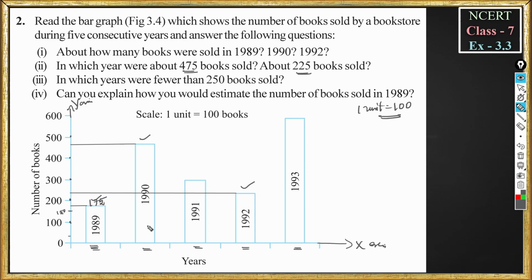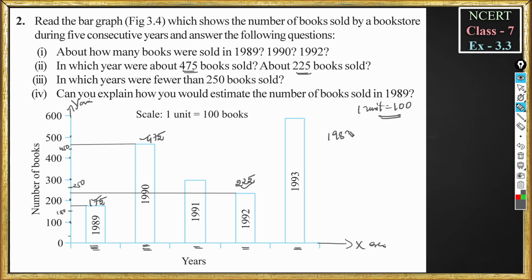Similarly, if you take the year 1990, this is also above the half of 400 to 500. So half of 400 to 500 is what? 450. And this is above 450, that is 475. Similarly, if you take 1992, this is less than half of 200 and 300. So if this is half of 200 and 300, this would be 250. And less than half is what? 225.